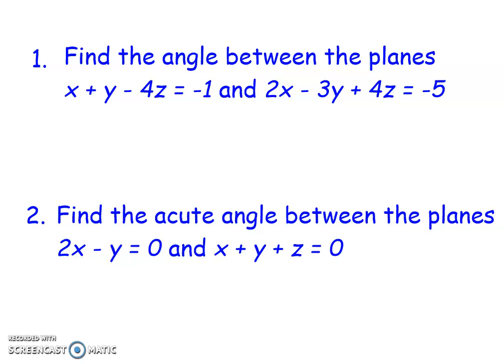So just two questions about finding the angle between planes. The only difference is in the second one I'm a bit more specific about which of the angles I'm after. And you'll see exactly what I mean when you're doing them. So pause the video and have a go at those.